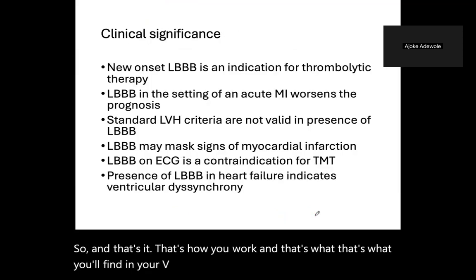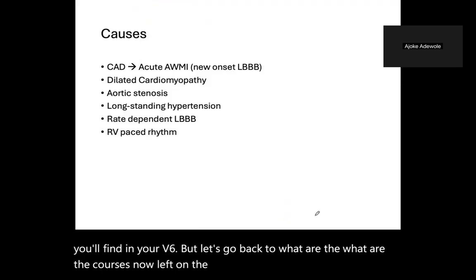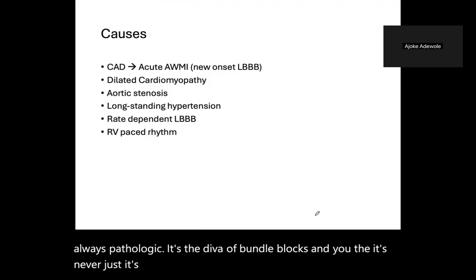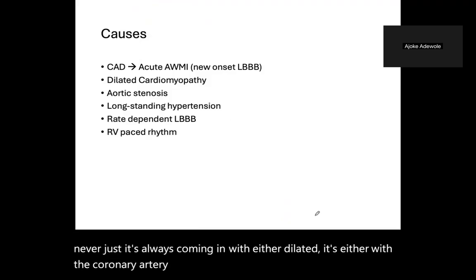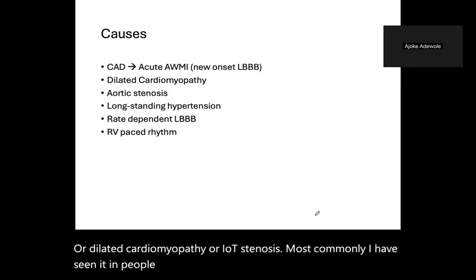But let's go back to what are the causes. Now, left bundle branch block is never normal. It is always pathologic. It's the diva of bundle blocks, and it's never just there. It's always coming in with either coronary artery disease, or dilated cardiomyopathy or aortic stenosis. Most commonly, I have seen it in people with high blood pressure.